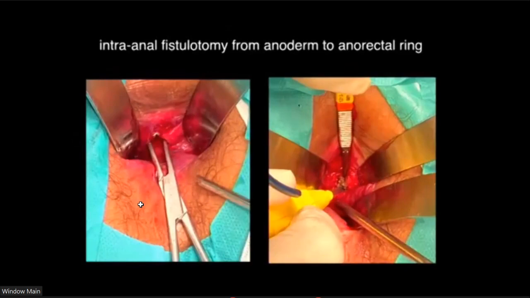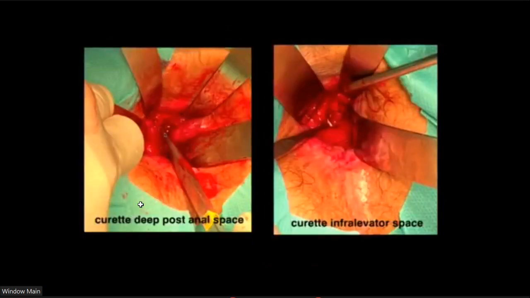All the pictures are in prone position, not lithotomy, in the prone position. So I cut up here, I cut down here, reopen it. And I curette this one to the pararectal space. And this one I curette to the infralevator space.